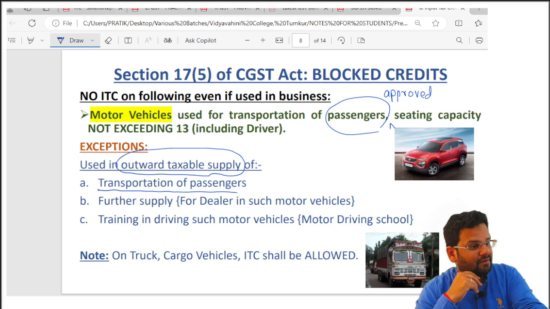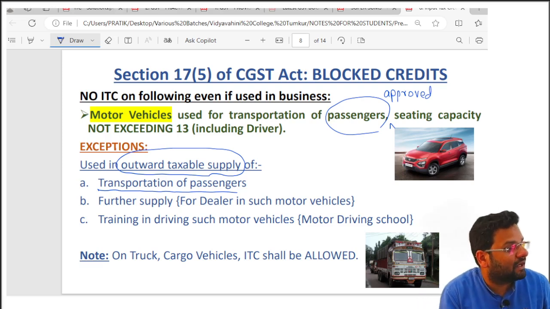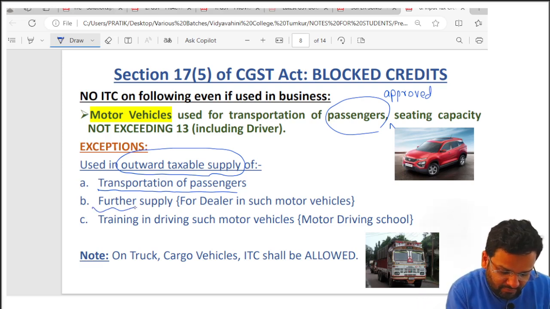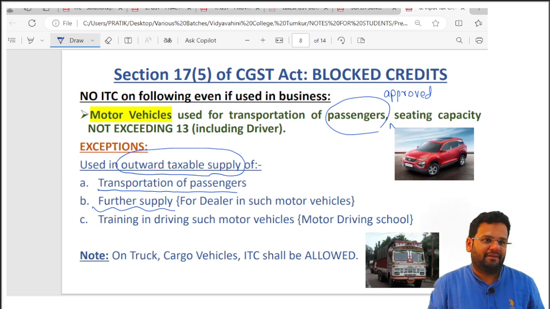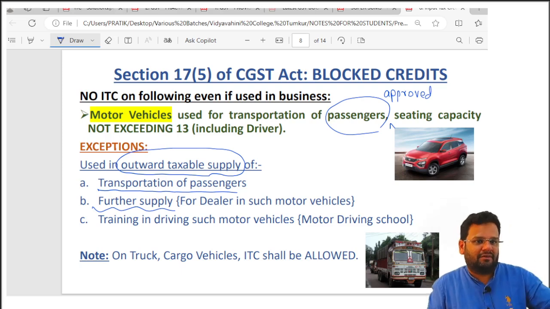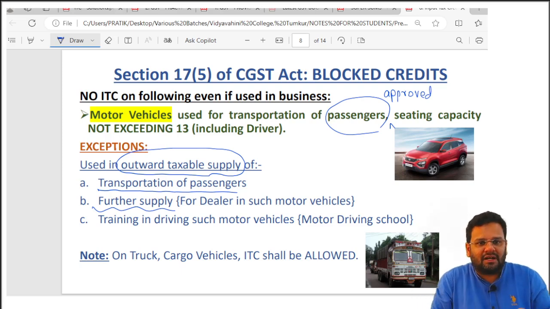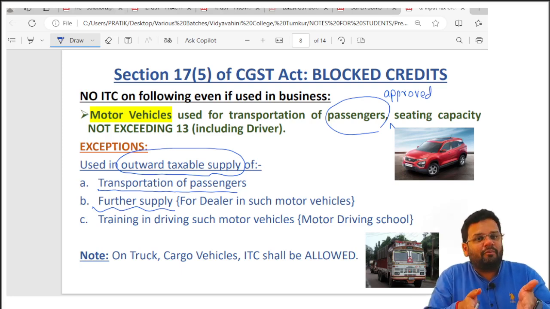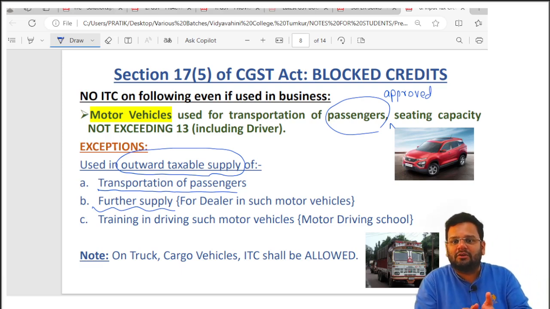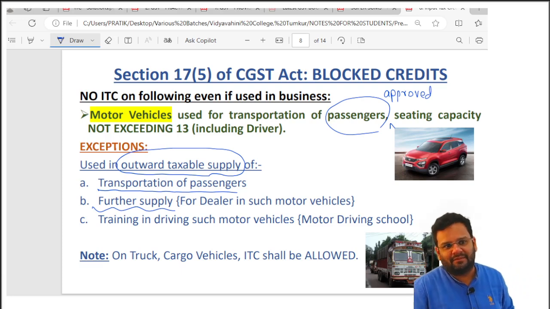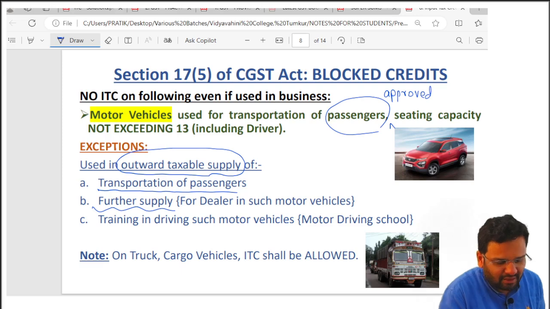Second, if I am using that vehicle in further supply, meaning I am a dealer of the vehicle, I purchased that motor car not for my own use but for sale. So of course then ITC should be allowed, otherwise there will be a cascading effect. So in that case also ITC is allowed.